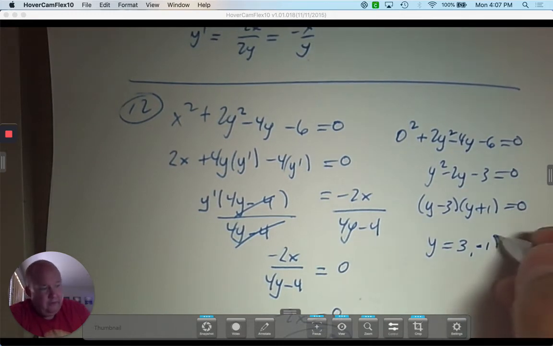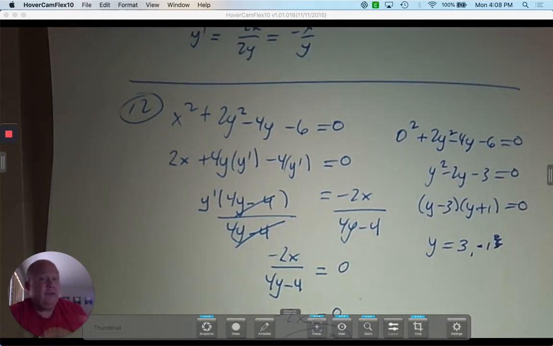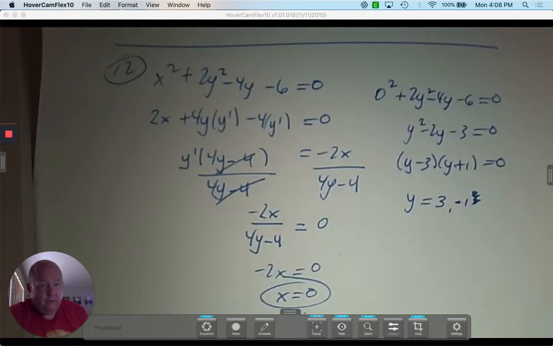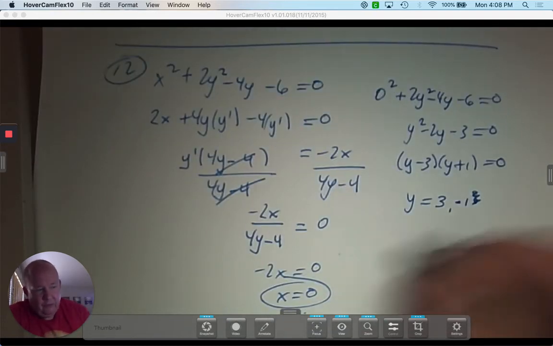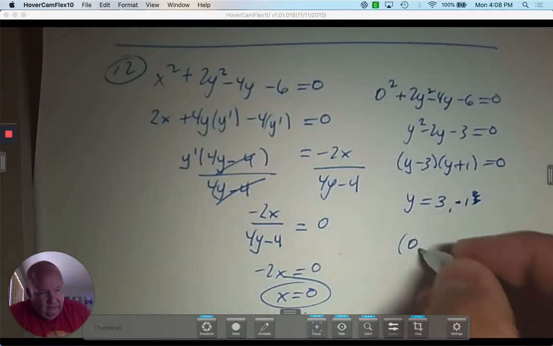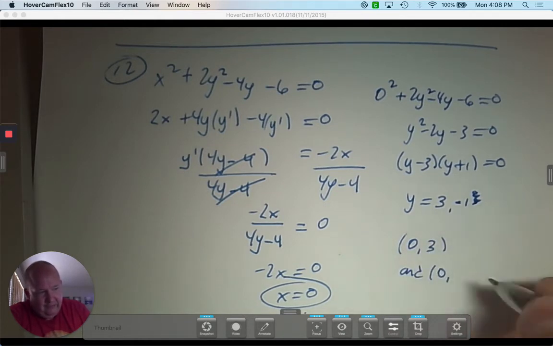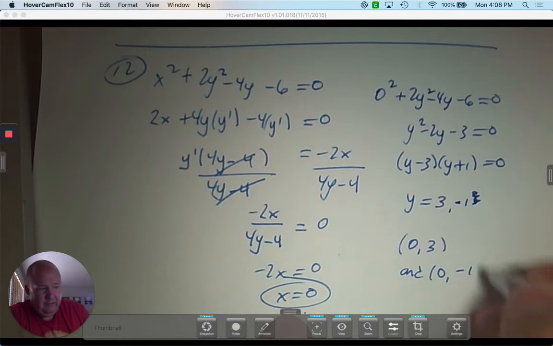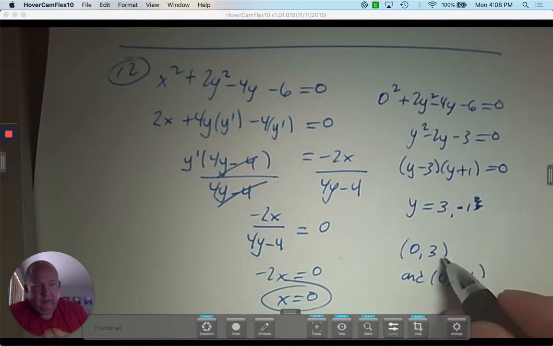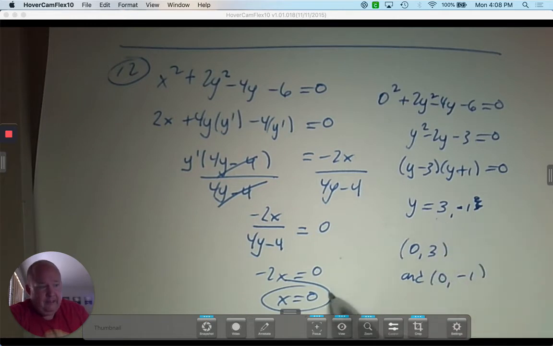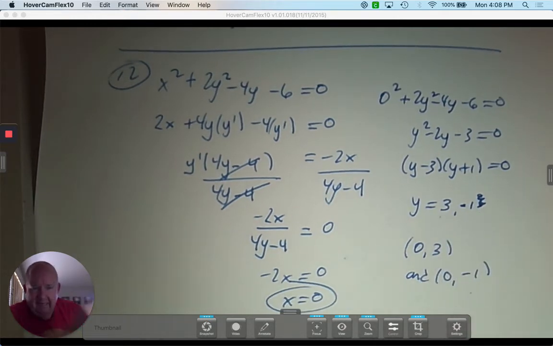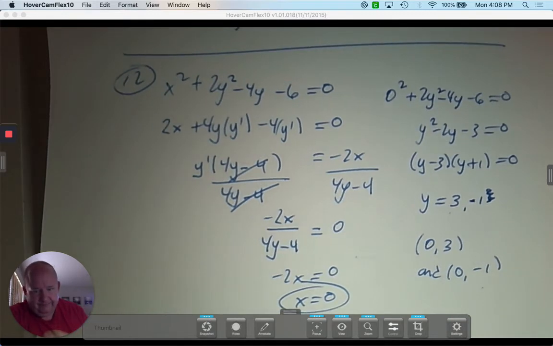So the question still is, at what points are there horizontal tangents? For the points, x is 0 and y is 3, and x is 0 and y is -1. So at what 2 points do we have horizontal tangents? It's at (0, 3) and (0, -1). So being a good reader, are they asking for the x coordinate, or are they asking for the point in terms of what you're looking for?